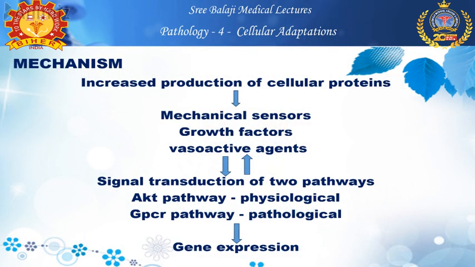So the major mechanism underlying hypertrophy is increased production of cellular proteins. This is increased because of the mechanical sensors, growth factors, basically the TGF, or vasoactive agents, which signal two major pathways. In physiological conditions, it is the AKT pathway, and in pathological conditions, it is the GPCR pathway, which also triggers the gene expression. So the major mechanism of hypertrophy is increased production of cellular proteins.